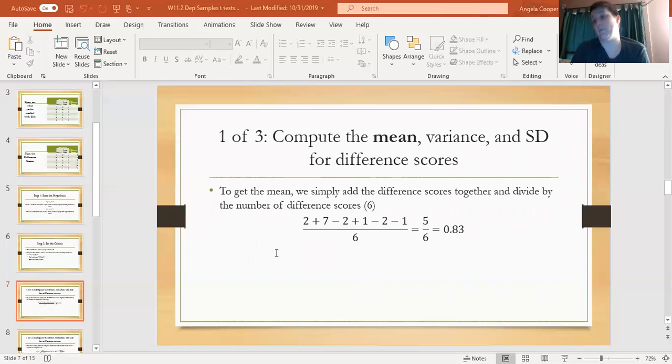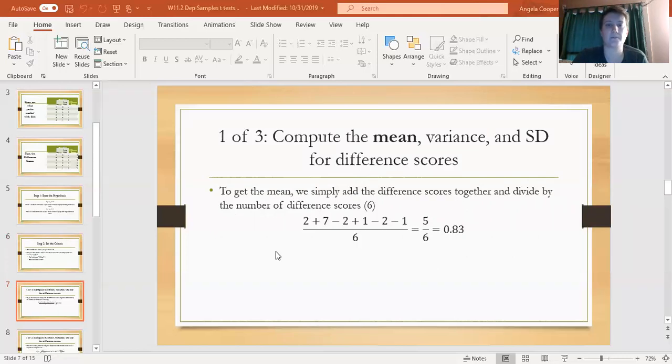So first, we have our critical value set, we have our null hypothesis, our alternative hypothesis. So now we get into step 3, which is computing the test statistic. Step 1 of computing the test statistic is to compute the mean, variance, and standard deviation of the difference scores. To find the mean, we just add them all together and divide by the number of difference scores. So 2 plus 7 minus 2 and so on gives us 5, divided by the number of difference scores, which is 6. The mean of our difference scores is equal to 0.83. We'll use that later, but we have the mean taken care of.